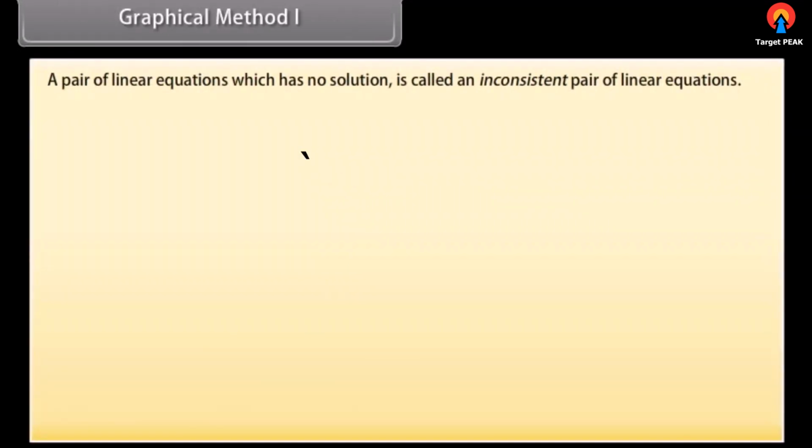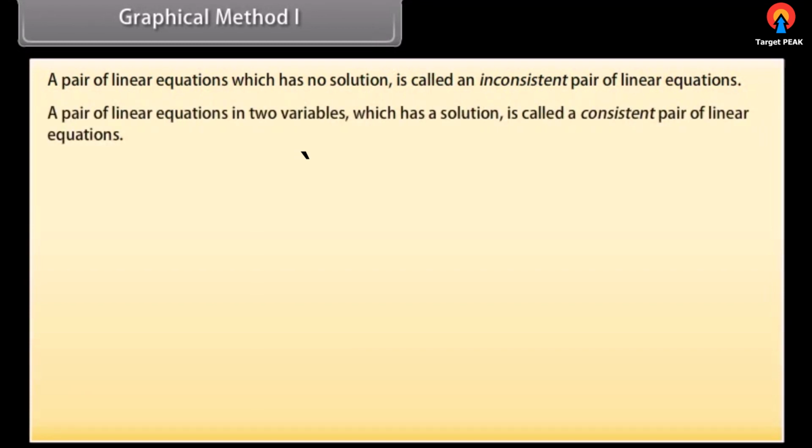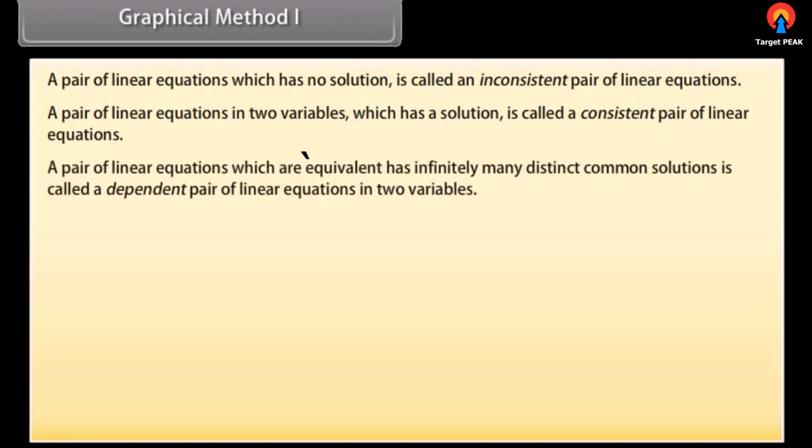Graphical Method I. A pair of linear equations which has no solution is called an inconsistent pair of linear equations. A pair of linear equations in two variables which has a solution is called a consistent pair of linear equations. A pair of linear equations which are equivalent and have infinitely many distinct common solutions is called a dependent pair of linear equations in two variables. A dependent pair of linear equations is always consistent.